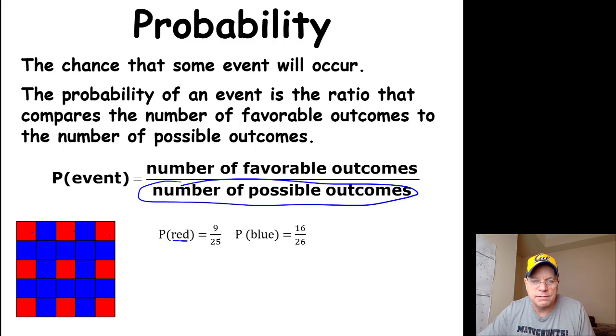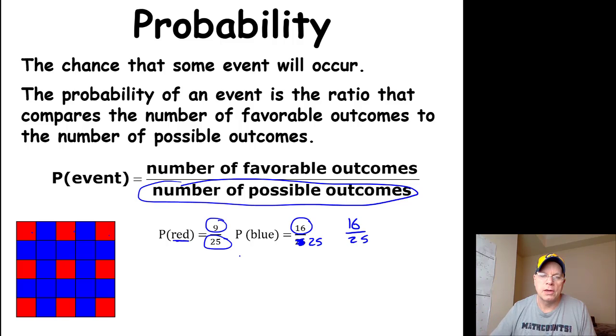And if we define our favorable outcome or event as red, 9 of those tiles are red. So there are 9 favorable outcomes out of 25 possible outcomes. For blue, there were more blue tiles, so there were more favorable outcomes. I have a typo there. That should be 25, obviously. So 16/25 is the probability of it landing on a blue tile.